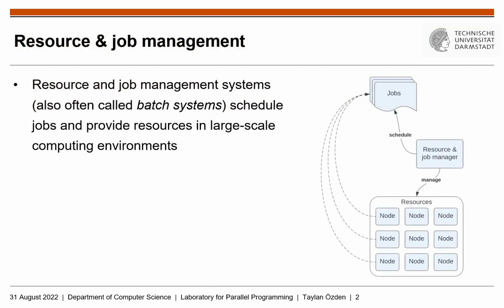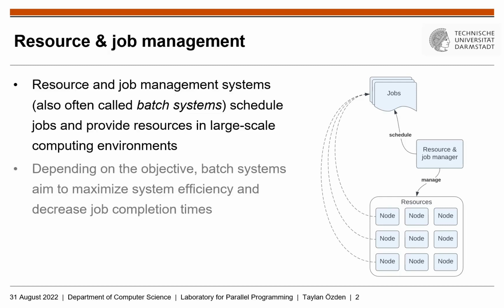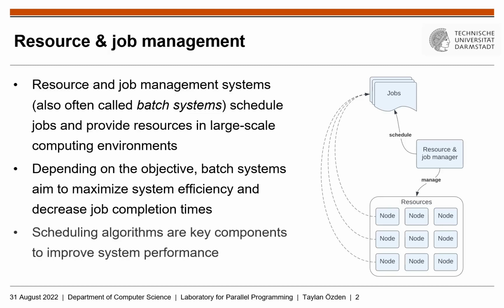So resource and job management systems, also very often called job schedulers or simply batch systems, are responsible for scheduling jobs and providing resources in large-scale computing environments such as HPCs, clouds, or grids. Depending on the objective, batch systems aim to maximize system efficiency, that would be the system perspective, or to minimize job completion times, that would be more the user perspective. And the scheduling algorithms where these decisions are taken are key components to improve system performance.